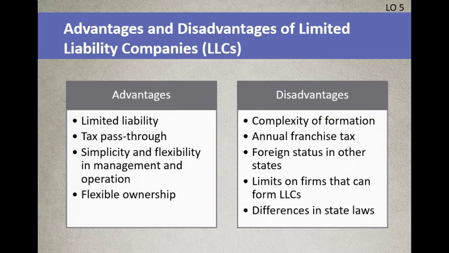There's a franchise tax attached to it. Limits on what firms can form. Oh, types of firms, it should be types of firms that can form LLCs. Not everybody can form an LLC. And of course, it's different in different states as well. Hence the reason why a lot of companies, when it comes to corporations, will incorporate in states like Delaware where the tax situation is a lot more lenient on them.